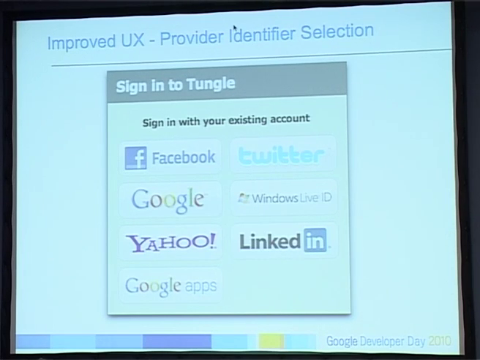Today, what we see is a UI similar to this, where we're using a mode of OpenID called identity provider-driven discovery, or identity selection.